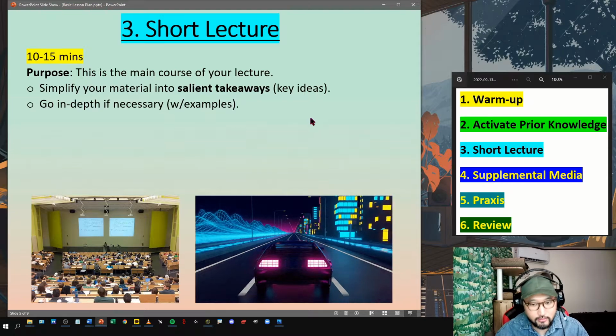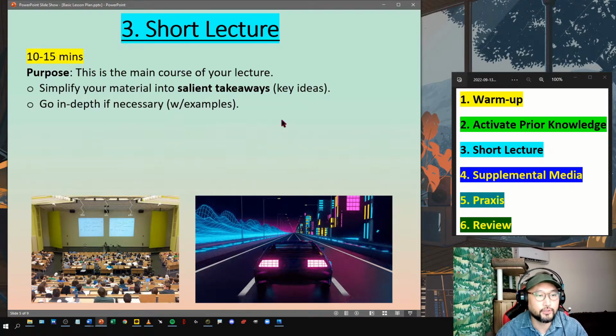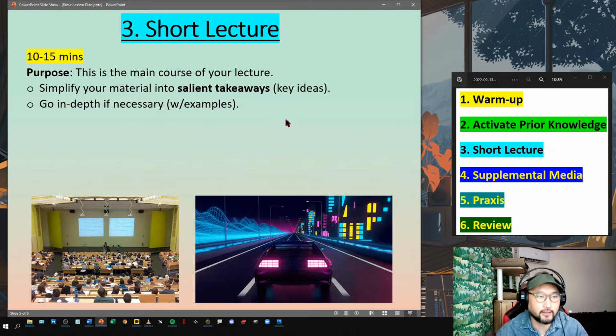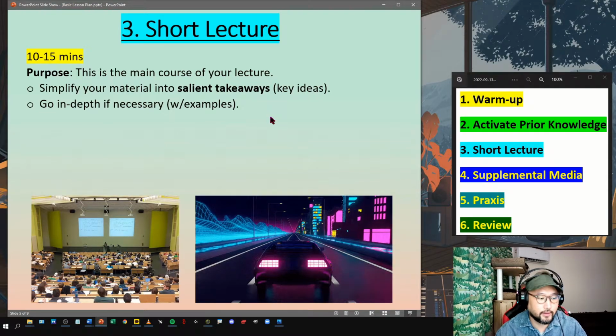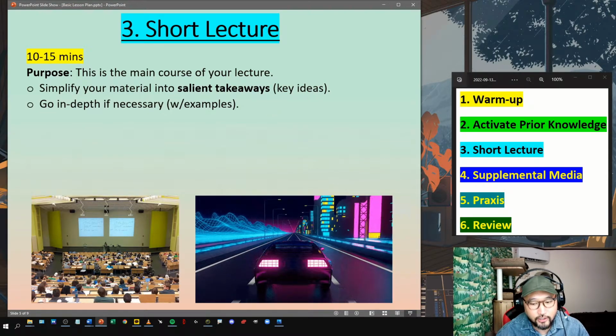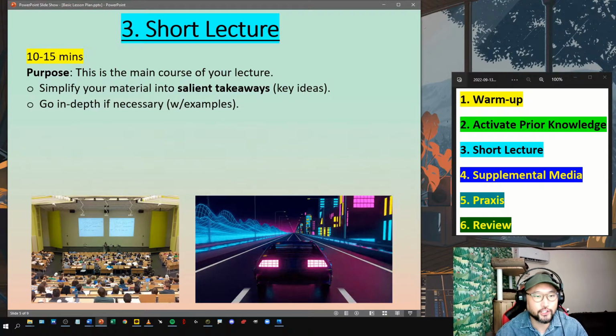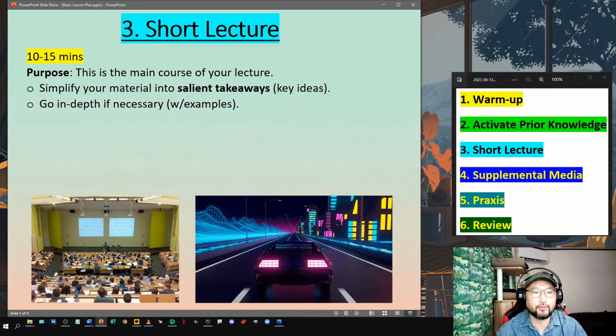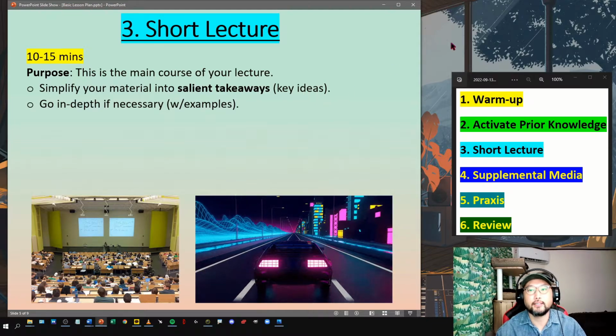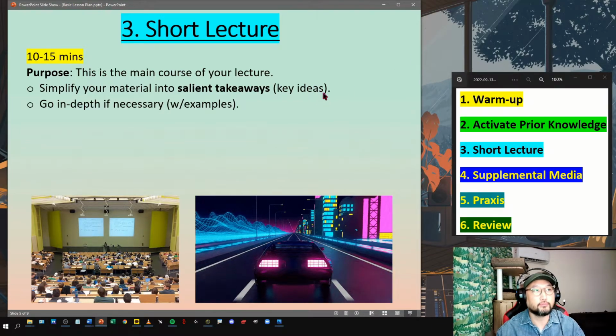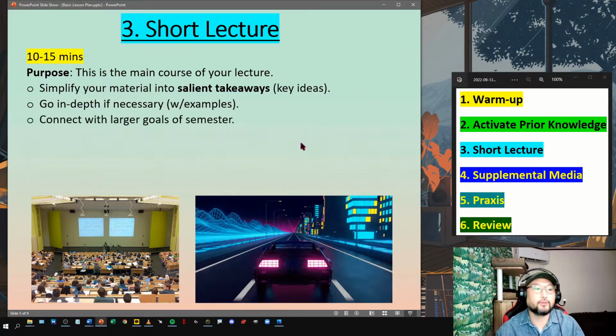If you need to, with examples, you can go in depth. Obviously, your lecture can't just be a bunch of big ideas. You do have to sometimes offer examples. Sometimes you do have to go into detail. So yeah, if you need to.